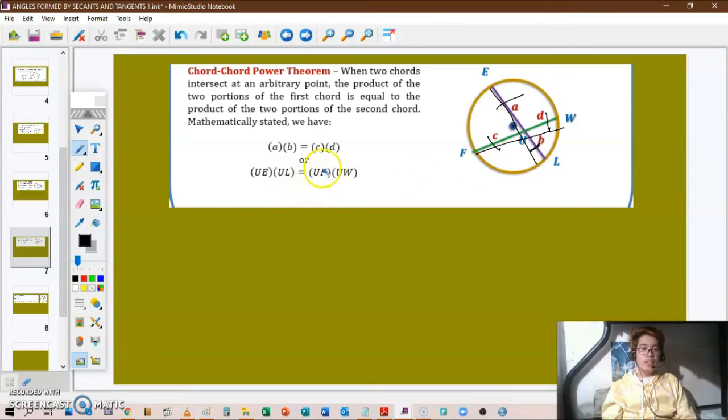To solve for the value of the four segments, we're just simply going to multiply A and B. So it's going to be UE times UL, equal to UF times UW, or simply AB is equal to CD, where A times B is equal to C times D.